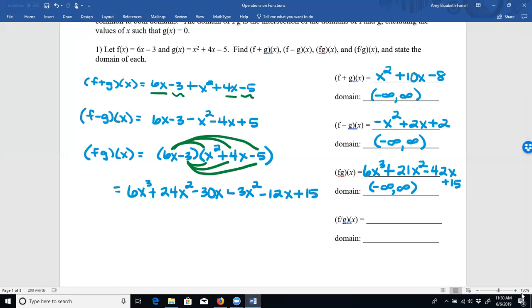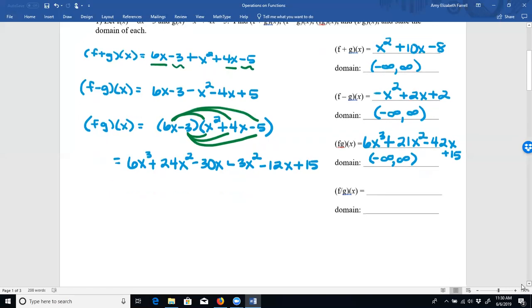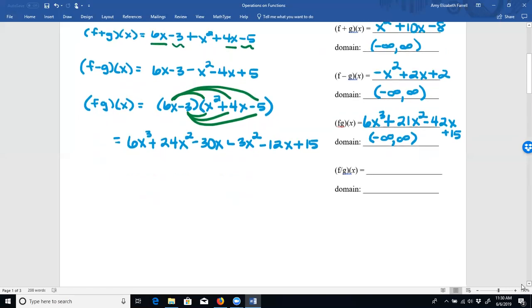All right, so f divided by g of x, this is when we divide the two functions. And so f over g. So I'm going to put the function f on top and the function g on bottom.